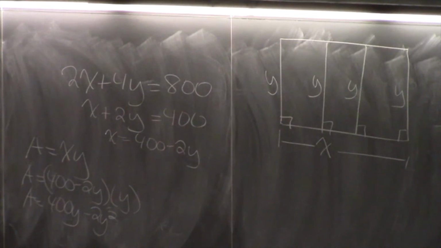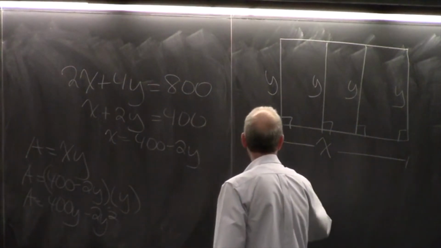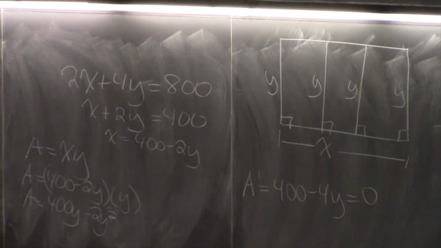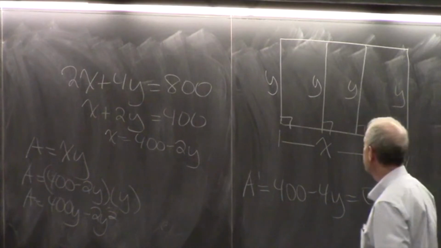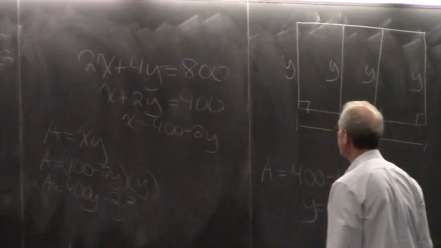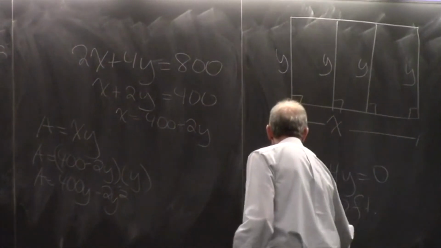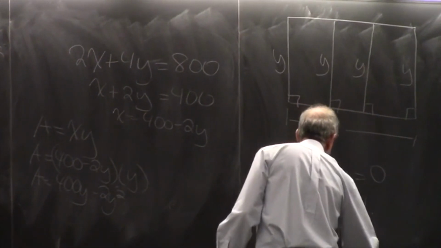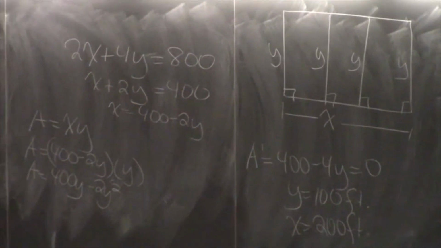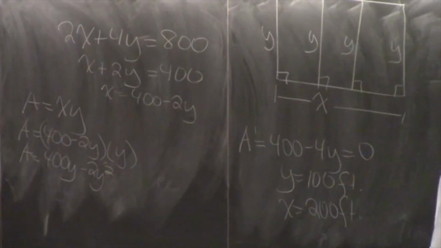Now I take the derivative and set it equal to 0. So A prime is 400 minus 4y. We set it equal to 0, because that's what we do in calculus class. We take derivatives and set them equal to 0. And we get y is 100 feet. x is 400 minus 2 times 100, or x is 200 feet. And therefore the maximum area of the corral would be 100 times 200, or 20,000 square feet.